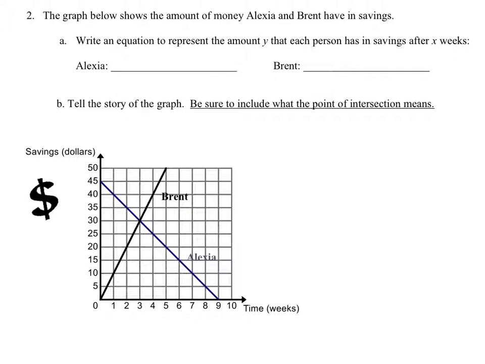So the question is, is Alexia spending money faster than Brent is making money? So we need to find the slope. So it's like, who's making more or spending more faster?